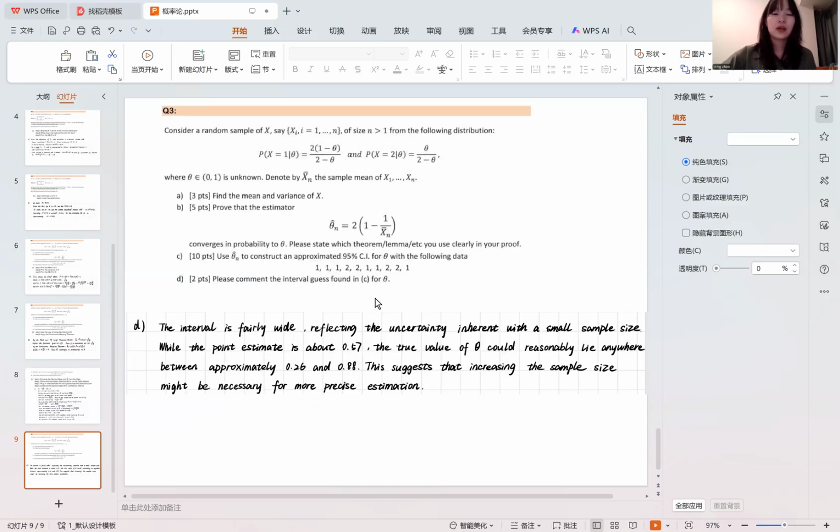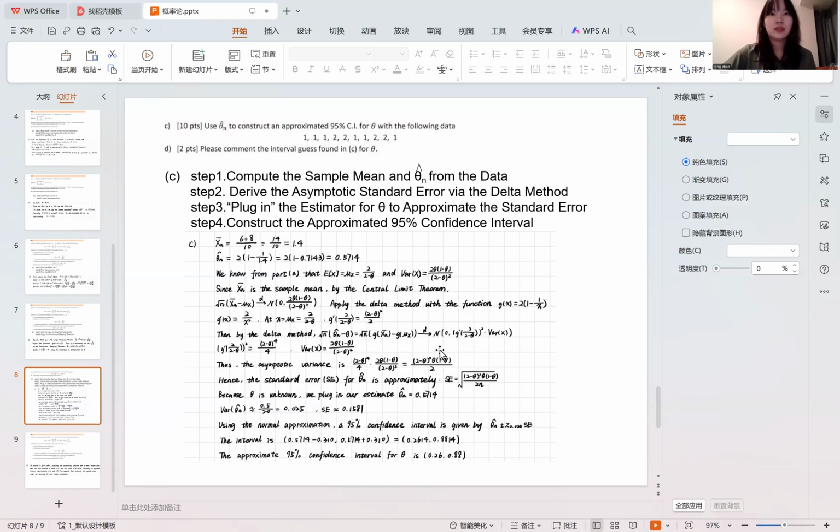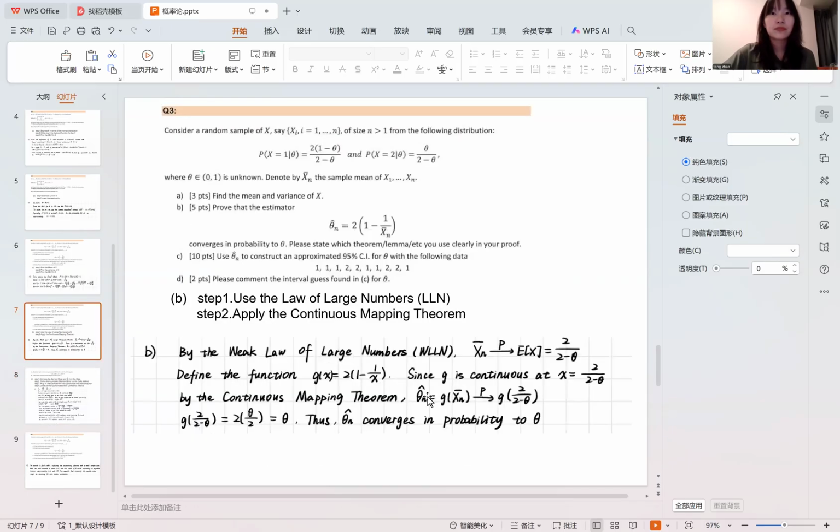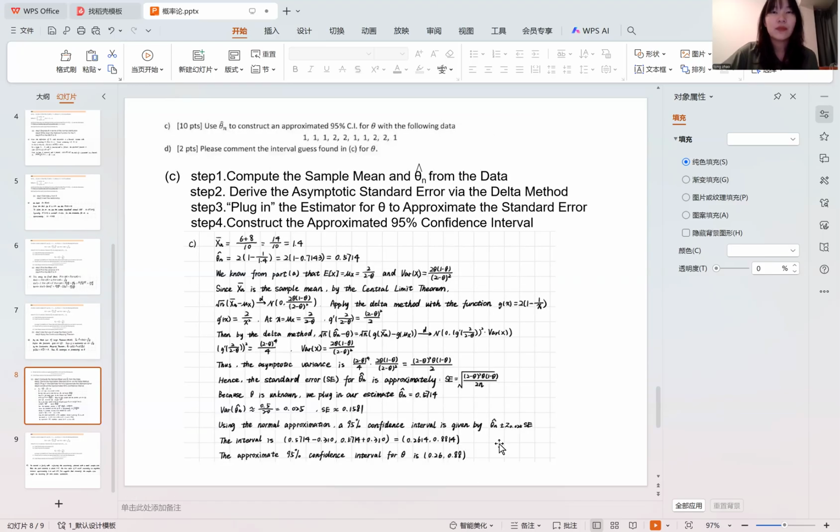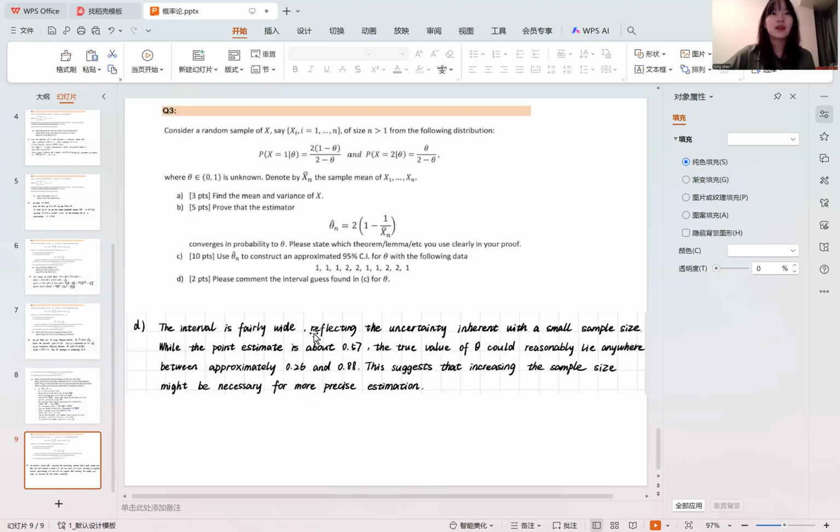Okay. And in part D, we want to reflect on our findings. First, our resulting interval is like this one. And what about our theta? Yes, our theta lies within the interval 0 to 1. So our result fits nicely within this range.